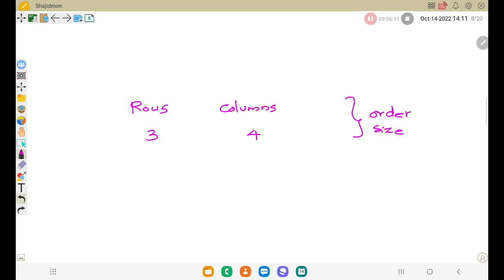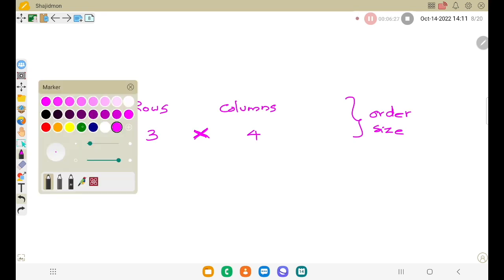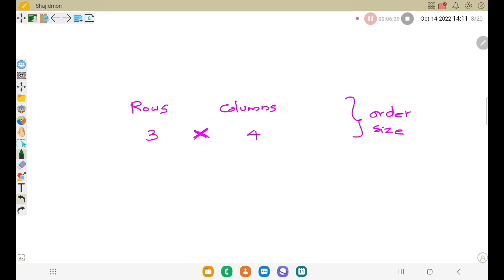Okay, order or size of a matrix means, like we can call it 3 by 4. First number row number, second number column number, 3 by 4 matrix. Now 3 by 4 matrix means we can calculate how many numbers are inside that matrix. If you multiply 3 by 4, how many numbers will be inside that matrix?